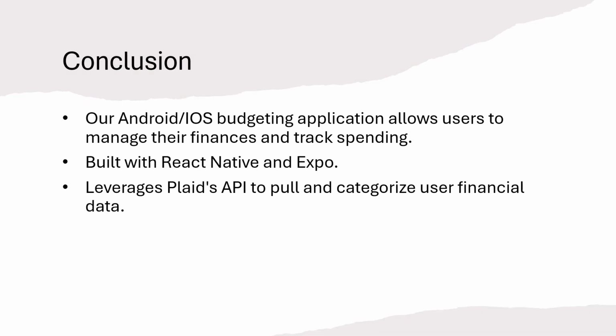So in conclusion, we told you about our mobile budgeting app, which allows users to manage their finances and track their spending. We told you how we built it with React Native and Expo, and how we leverage the Plaid API to pull and categorize user information. We told you about our database, how we use SQLite, and how we can interface with the Plaid API using some of those endpoints we talked about. Oh yeah, we also talked about our user interface design with Material Design.